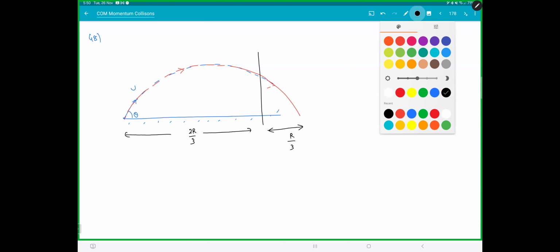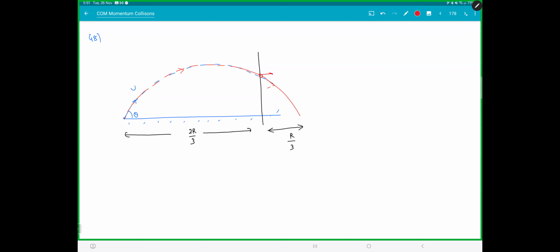Now, ask yourself, at this point, what are the velocities? The horizontal velocity u cos theta is not going to change. The vertical velocity is vy. After a collision, what will happen to the velocities? After a collision, the horizontal velocity becomes eu cos theta. The vertical component remains vy.